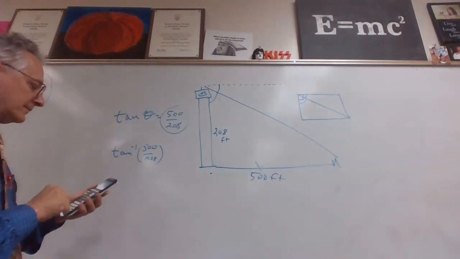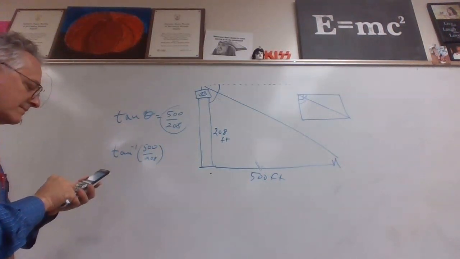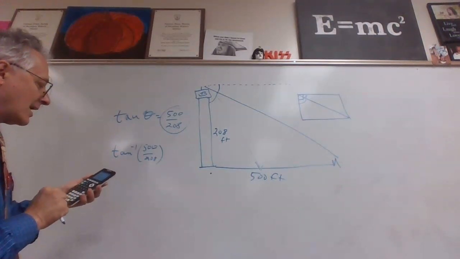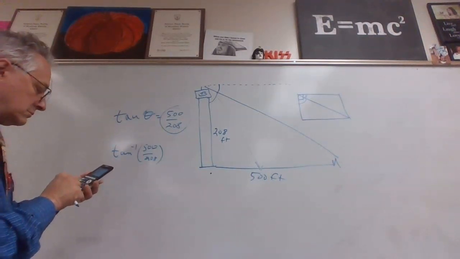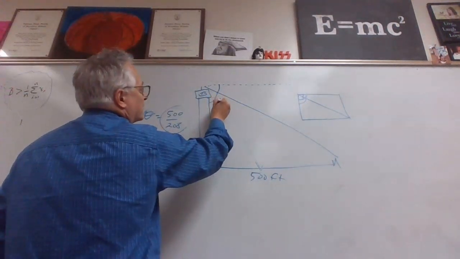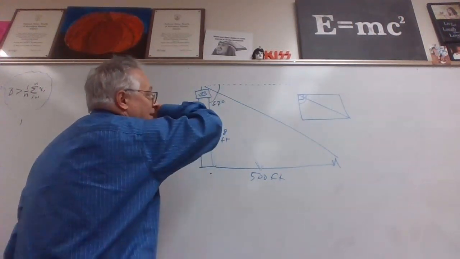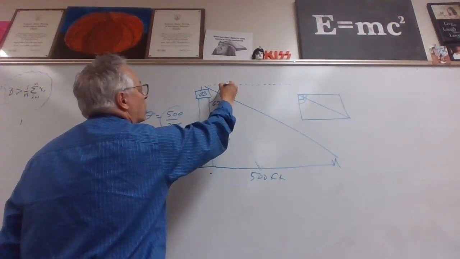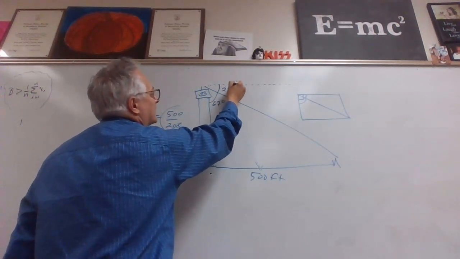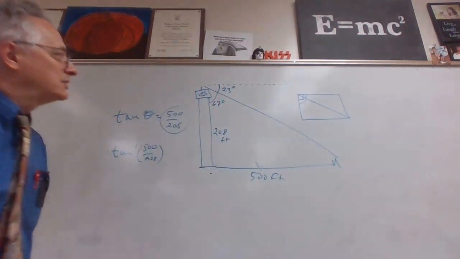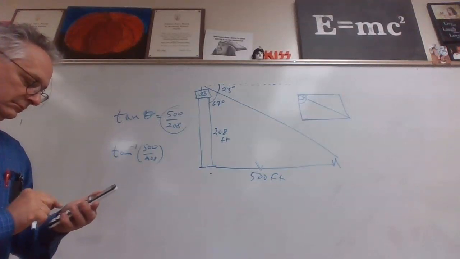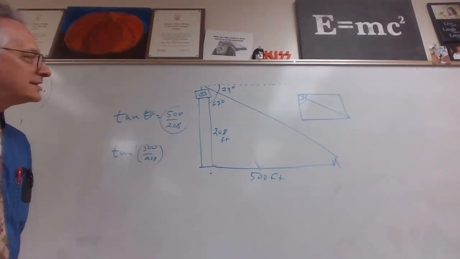Yeah, let's go ahead and do that. So tan minus 1, 500 divided by 208. And I get 67. This angle here is 67 degrees. So this angle here has to be 23 degrees, because they have to add up to 90. So 67 plus 23 is going to be 90 degrees. Yep. So that's how you do these problems.